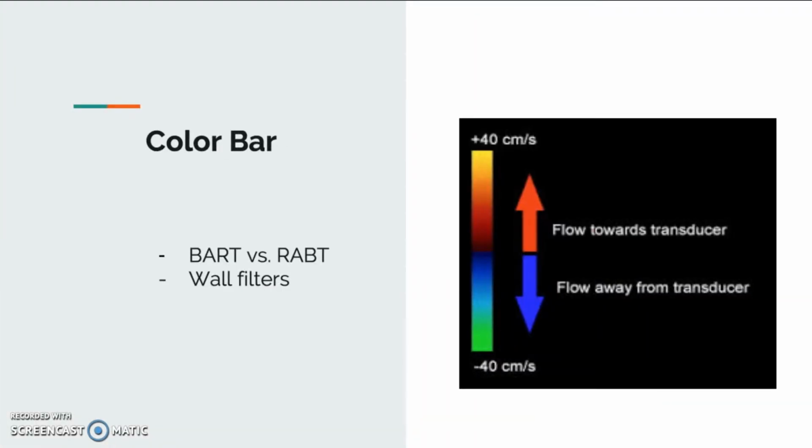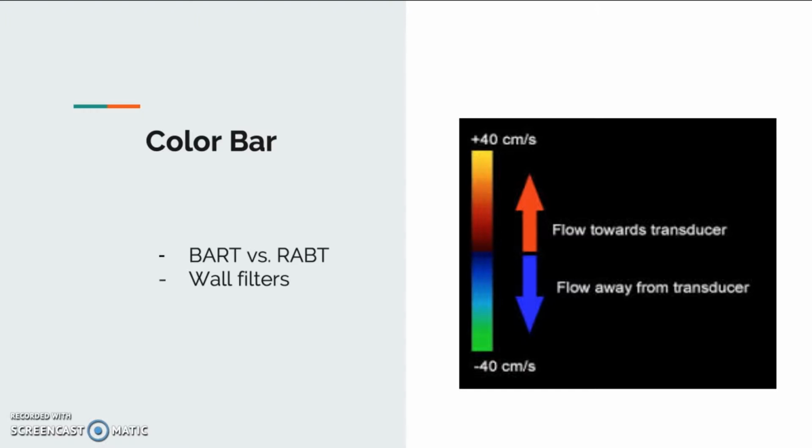And now for the color bar. The color bar can be displayed in two different ways, one as BART, or B-A-R-T, and the other is R-A-B-T. BART, which is the most common, and the one used on the slide here, is blue away and red towards. R-A-B-T is just the opposite.